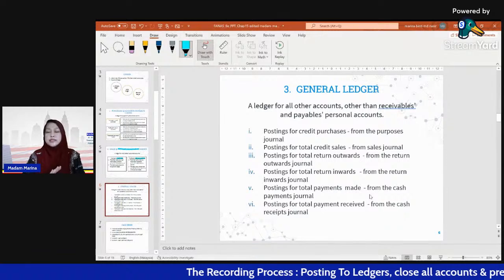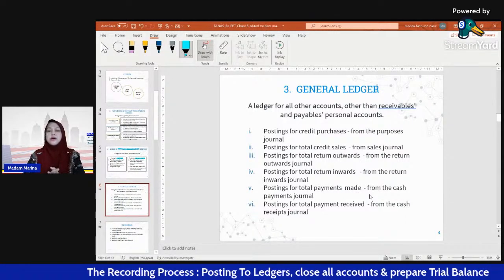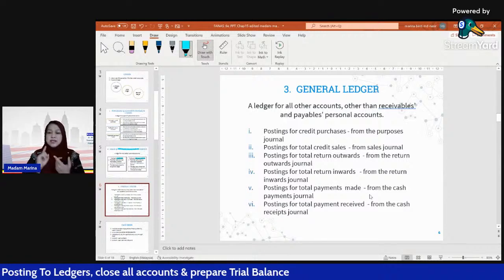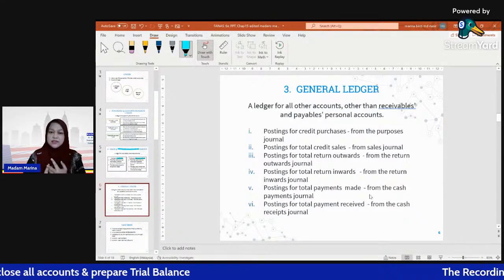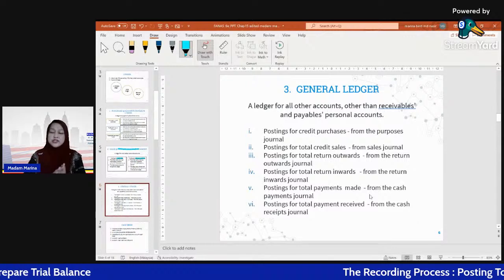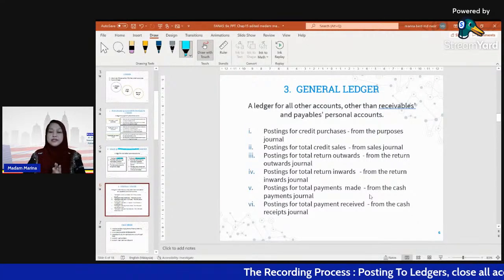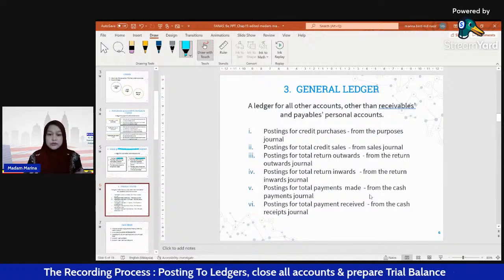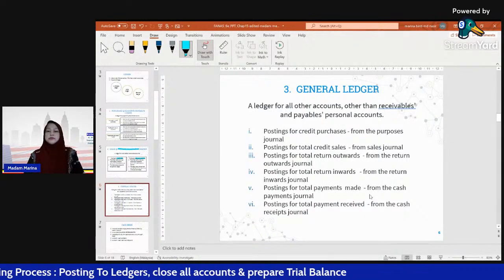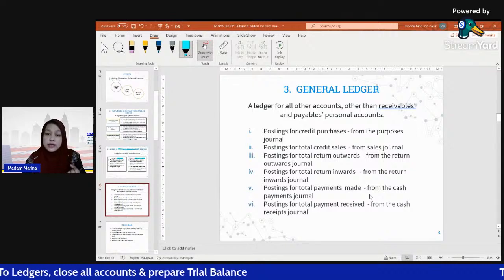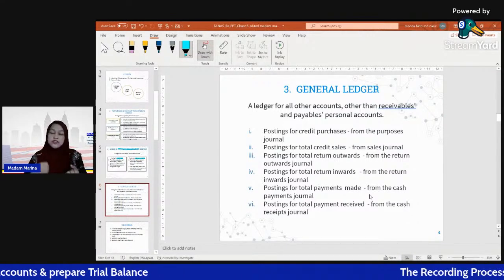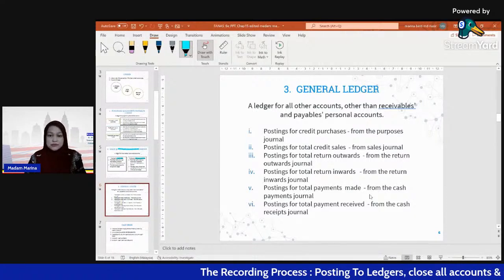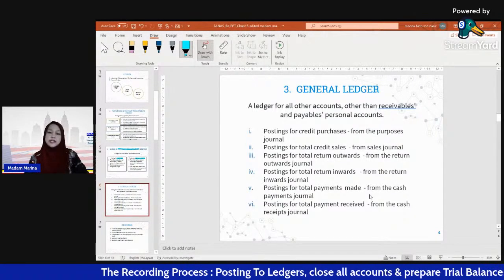Okay. So this is the third type of ledger, which is the general ledger. What accounts fall under the general ledger? All accounts, except accounts receivable and accounts payable. For example, we have cash, bank, salary expenses, return inwards, return outwards, and non-current asset accounts: motor vehicles, fixtures and fittings, land, building, capital, drawings. All of these are under the general ledger.